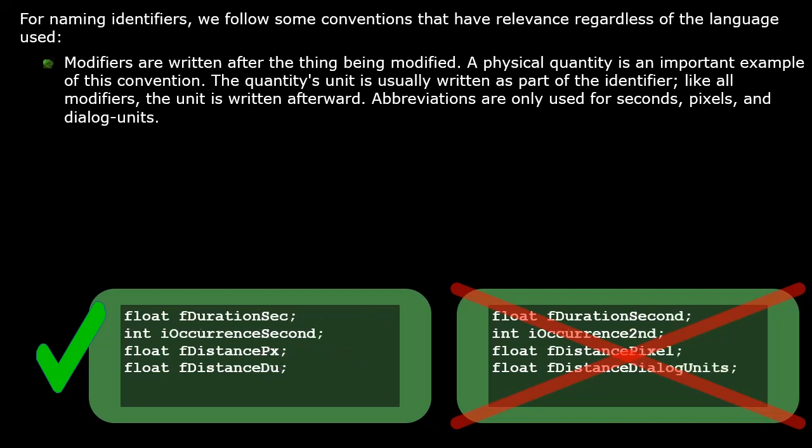One abbreviation that we do use is SEC for seconds to distinguish the time duration from the ordinal position that occurs between first and third. Another abbreviation that we do use is PX for pixels because that occurs so frequently in graphics programming. Lastly, the Microsoft GUI programming unit of dialog units is awkward to type, and therefore we do use the abbreviation DU for that quantity.